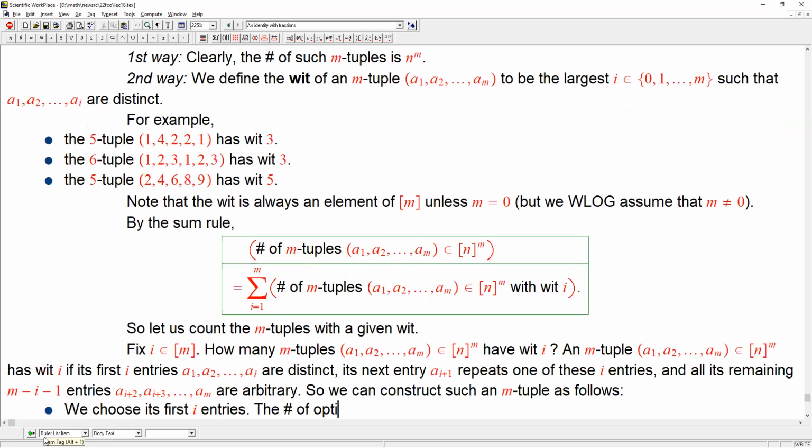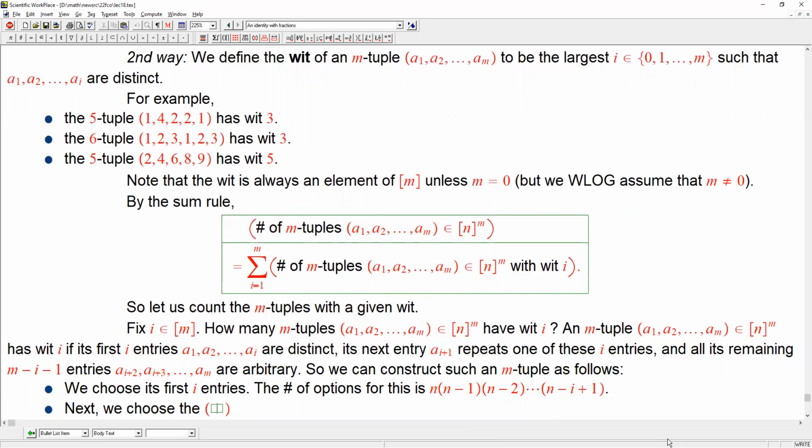The number of options for this is, well, the first entry can be chosen from all the n elements. The next entry has to be distinct from it, so there are only n minus 1 choices. The entry after that has to be distinct from the first two entries, so n minus 2 choices, and so on, all the way down to the ith entry, for which we have n minus i plus 1 choices, because it has to be distinct from all the previous i minus 1 entries.